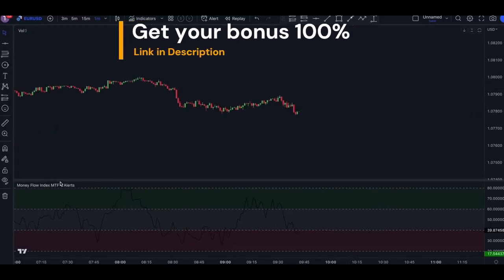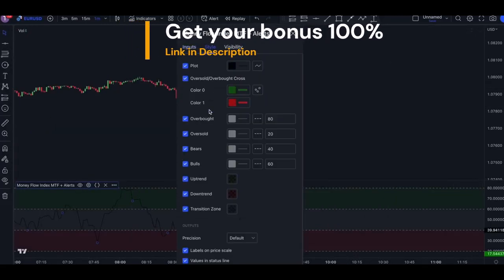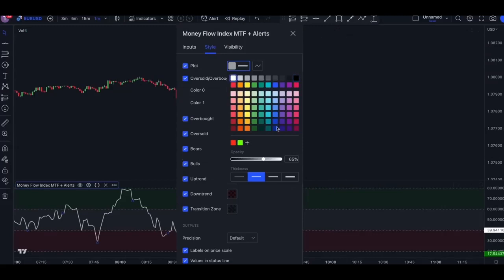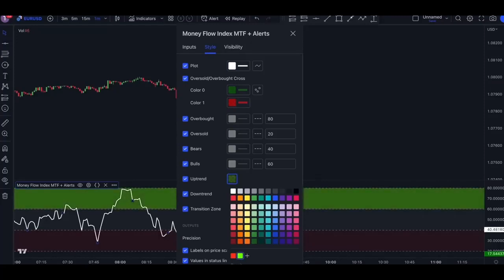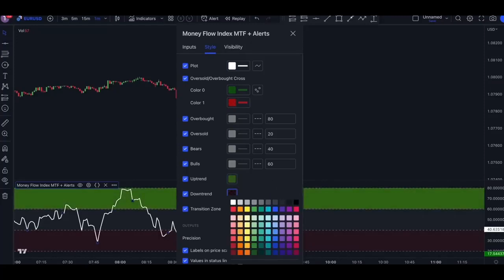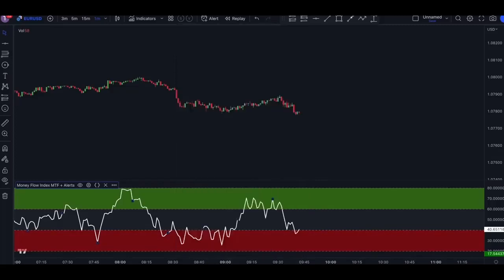For the first indicator, let's add the money flow index. There are many options out there. I personally recommend this one by Dreams Find. Before I explain how this tool works, let's change the colors of the line so that we can see them more clearly. For that, we need to open the style and change the plot from black to white. In addition, let's make the backgrounds a bit more visible.